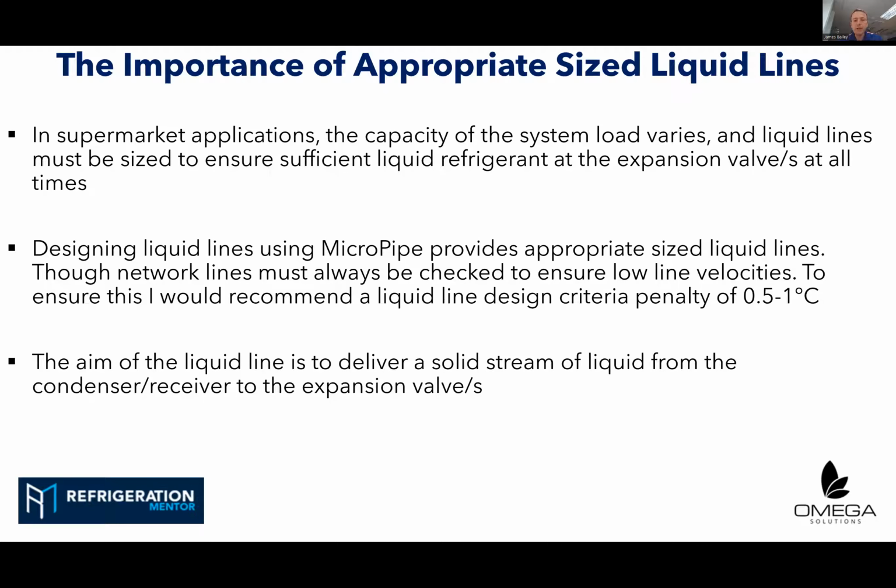Touching now a little bit before we go into the software itself, the importance of appropriate size liquid lines. So again, just to reiterate, system load varies and liquid lines have to be sized to ensure sufficient liquid refrigerant at the expansion valve at all times. Designing liquid lines using MicroPipe provides appropriate size liquid lines, though network lines must always be checked to ensure low line velocities. The software is awesome, but you need to know what the outputs are telling you.